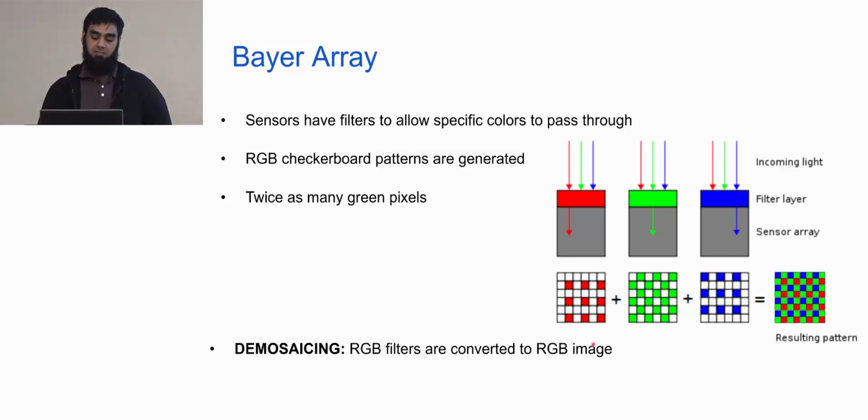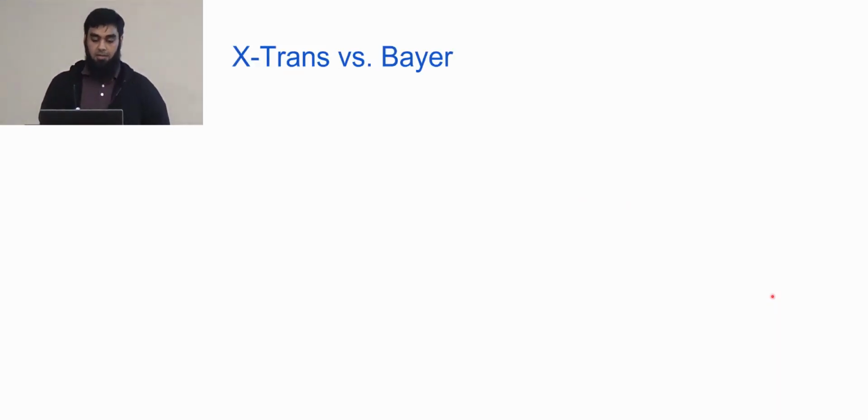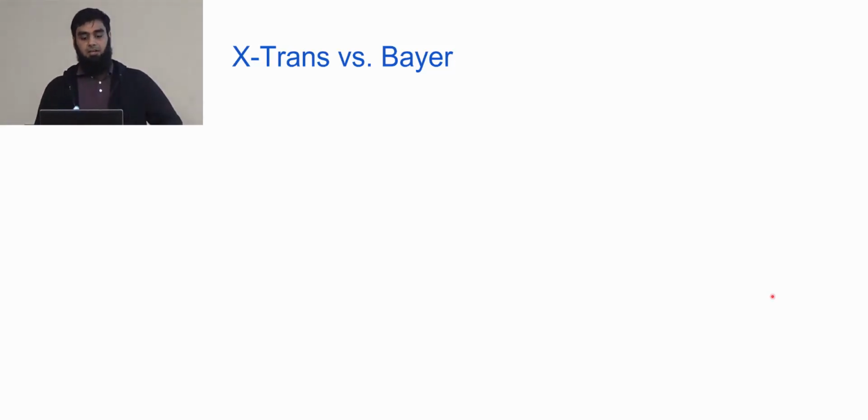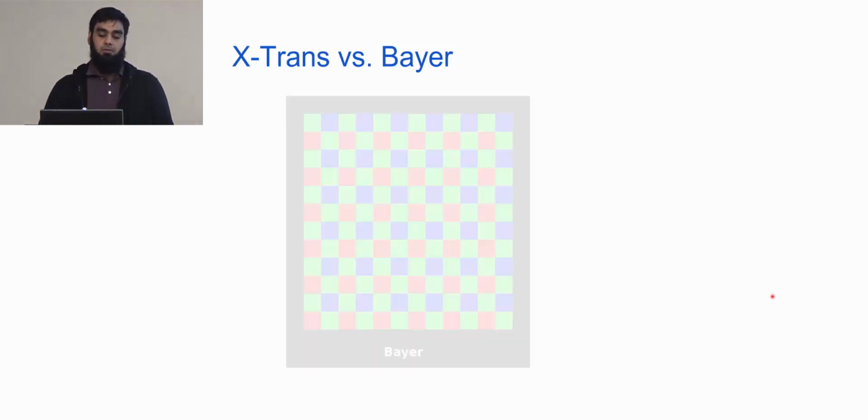Demosaicing is basically the process of converting these RGB filters to an actual RGB image. Bayer is one specific kind of filter. So they wanted to check if their method can actually extend to two different kinds of filters. So they apply another one.